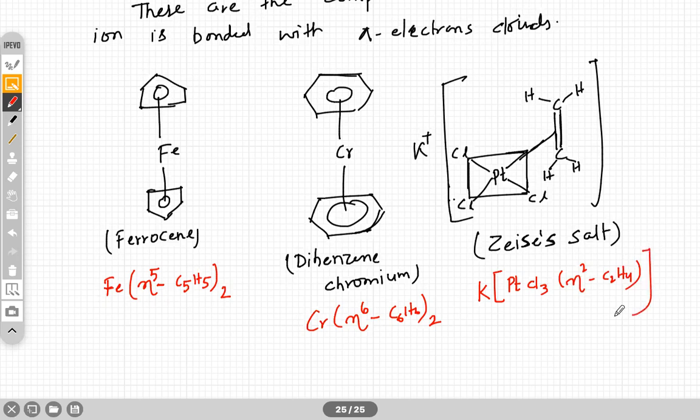This is it. So the pi bonded complex that you have, or the ligands which contain pi electrons, here you see Cl3, 3 ligands I have written simply. But the pi electron ligands we used to represent with this eta.